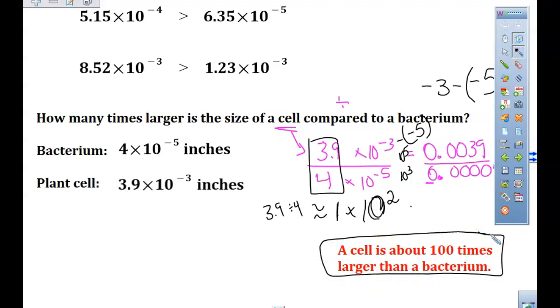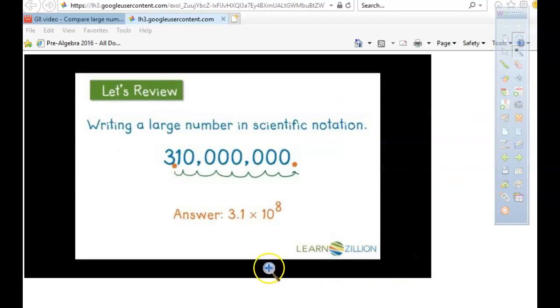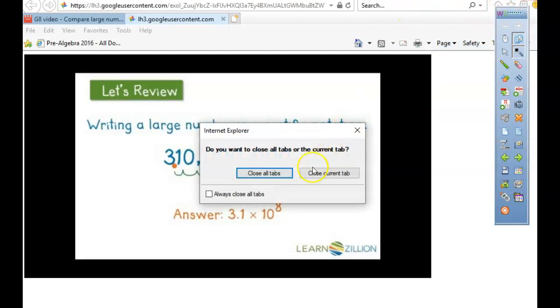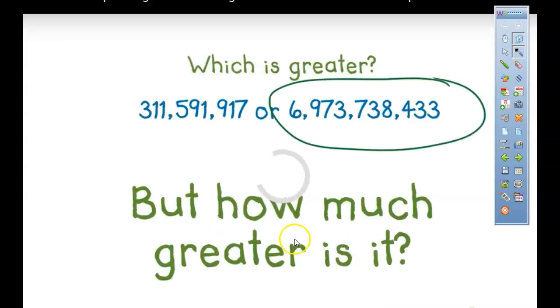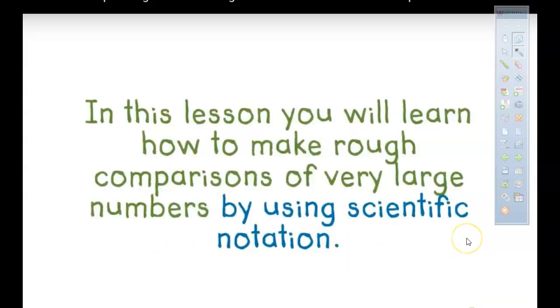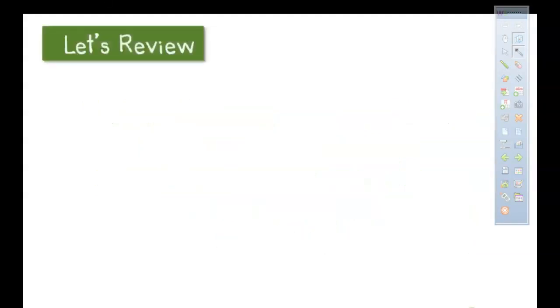Okay? We are going to go back in your notes to the page before, but I'm going to give you a chance to fill this in. We can see that this one is larger because it has more places. But approximately how much larger is it? How can we make a quick estimate of how much larger it is? In this lesson, you will learn how to make rough comparisons of very large numbers by using scientific notation.